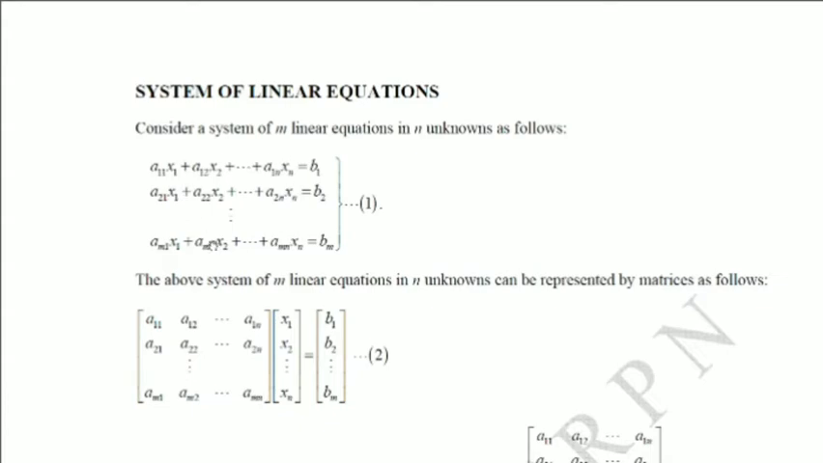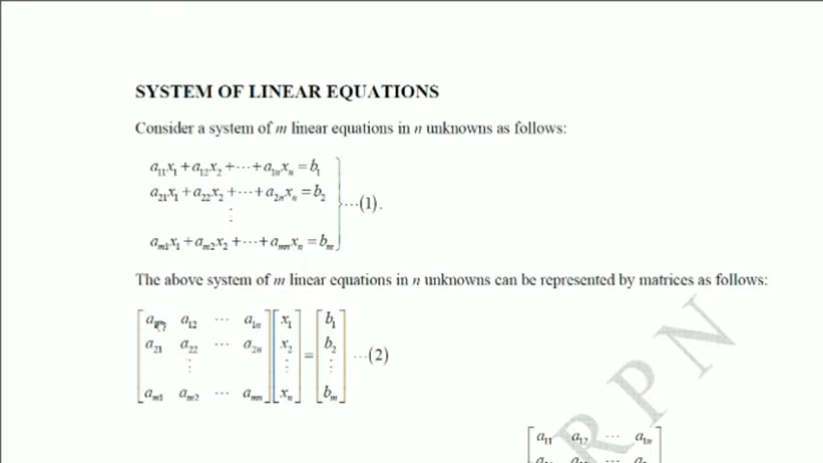So we can write this system of linear equations, m linear equations in n unknowns, in the matrix form like this. Here, this matrix, which consists of all the coefficients of the unknowns, is known as the coefficient matrix, and all the unknowns written as a column is the matrix of unknowns, and these are constant terms. Therefore, this is a constant matrix.